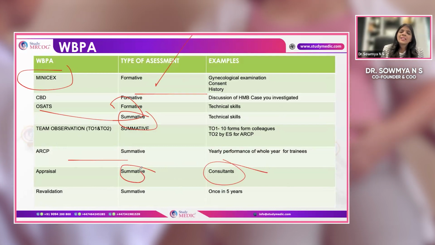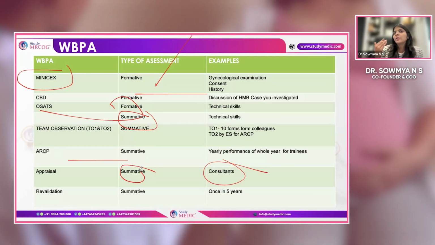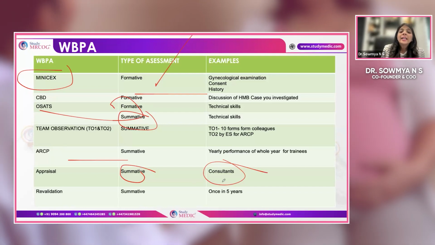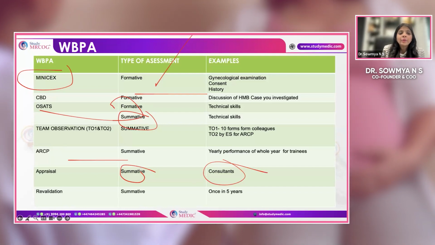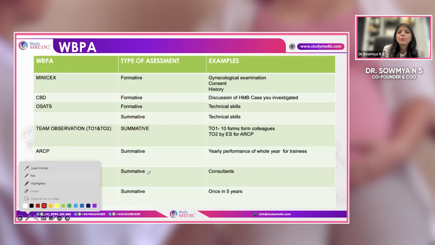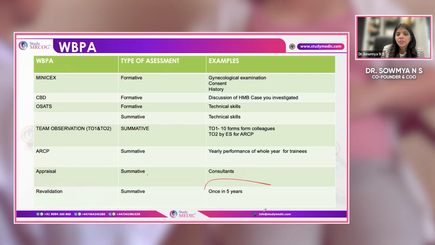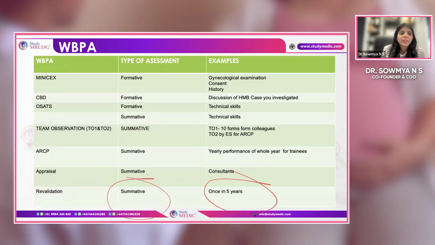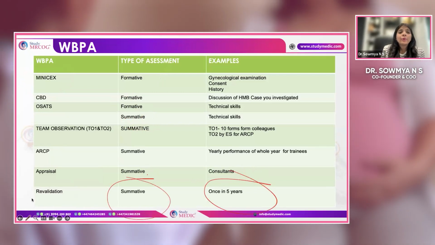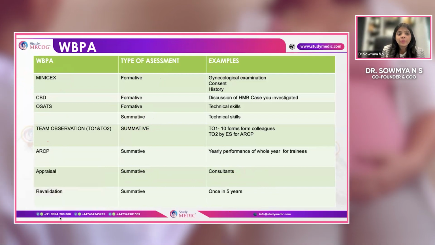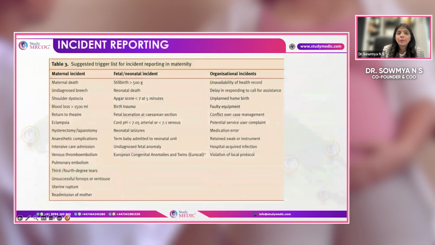For the trainees, appraisals are with the educational supervisor, which are formative, like 3 months, 6 months. Revalidation: every person who is registered with the GMC has to prove that they are fit to practice, which happens once in 5 years. That's a summative one. Okay. So these slides are very important, guys. So please know them because they could be of great help to you.